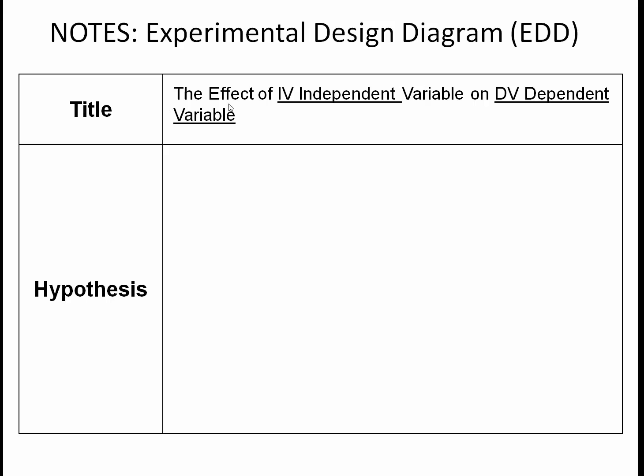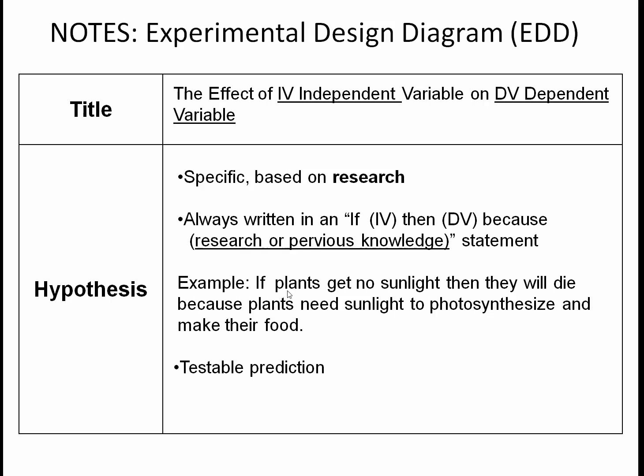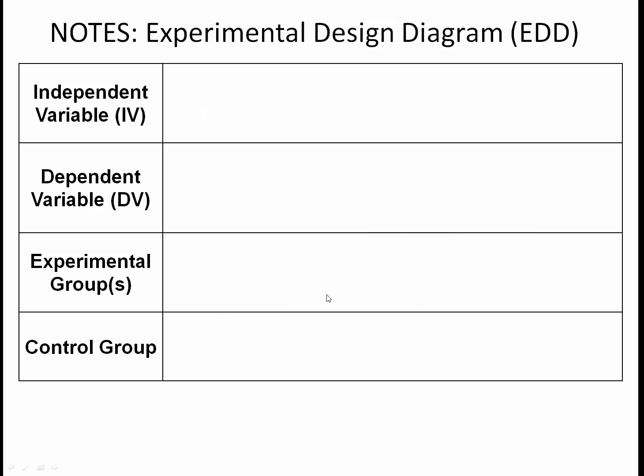Okay, so the title. In effect, you're looking at your IV variable versus your DV variable. Your hypothesis is supposed to be specific. It's supposed to be based on research. It's always written as an if-then statement, and I don't like this, I don't agree with that. For example: plants that get no sunlight will die, because plants need sunlight to photosynthesize, which makes their food. And this has a testable prediction: either they live or they don't.